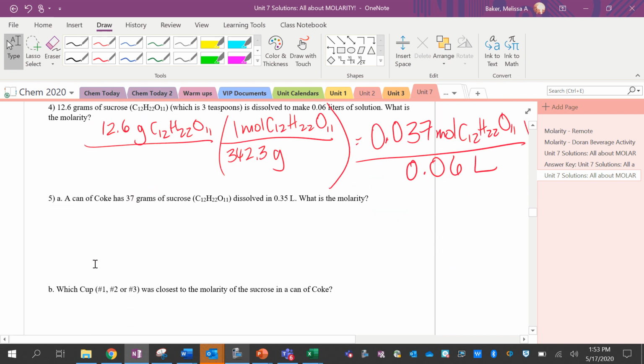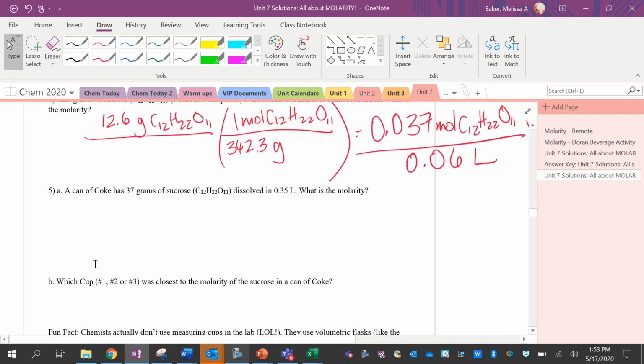All right, let's talk about a can of Coke. A can of Coke has 37 grams of sucrose. So we need to get that into moles because we're going to be finding the concentration of sugar in a can of Coke.